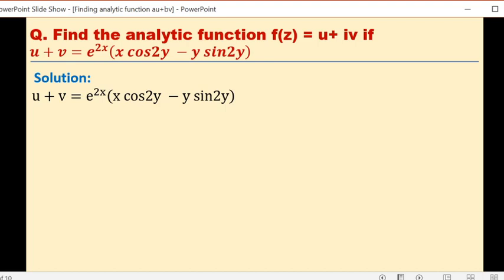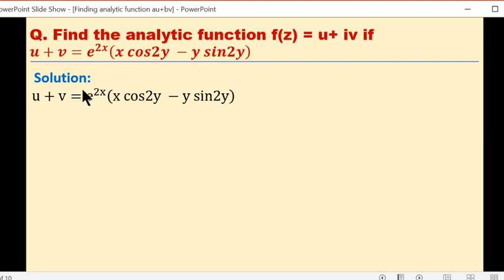We solve equation 2 and 3 simultaneously to get phi 1 and phi 2. Then we use the formula f dash of z equal to phi 1 plus i phi 2. We substitute and we get f dash of z. Then we integrate it with respect to z to get f of z. Okay, so this is the entire procedure that we have already seen. So let's use this over here.